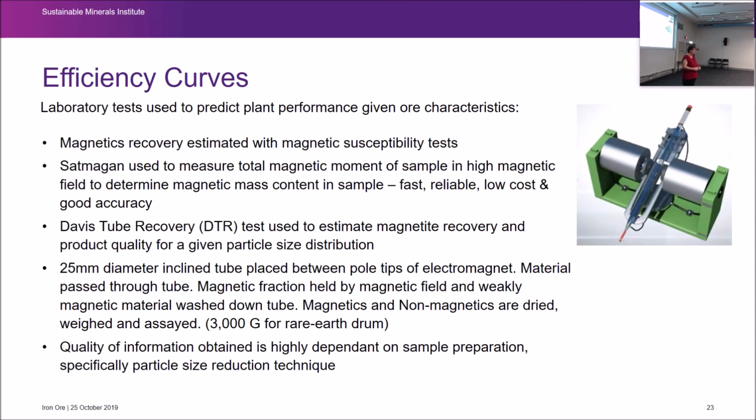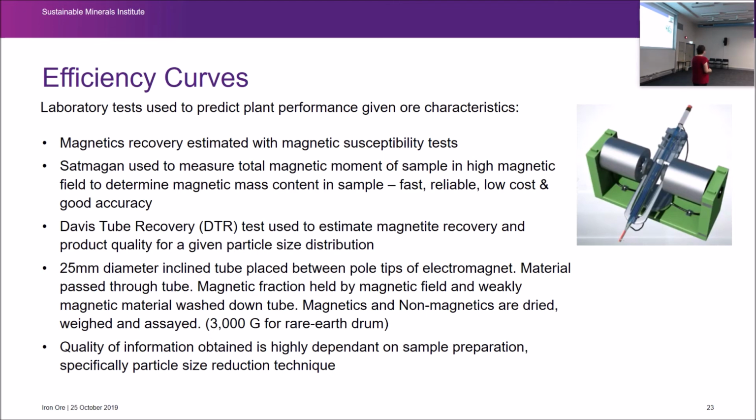You also have what we call a standard test, the Davis tube recovery test. That's used to estimate magnetite recovery and product grade for a given particle size distribution. It consists of a 25 mm tube, in-plane between the pole tips of the electromagnet. Material is fed to the tube while the tube oscillates, and magnetics are held by the magnetic field, and the non-magnetic or weakly magnetic material washes through. The two fractions are then dried and assayed as well.